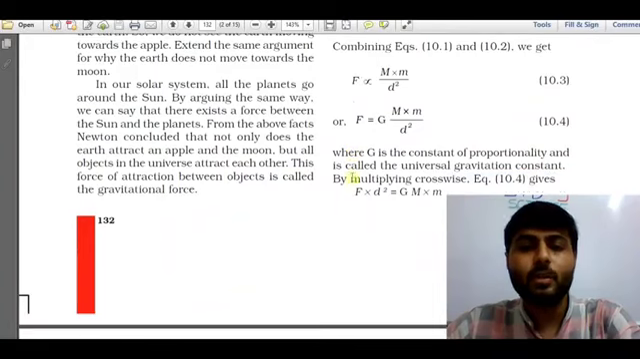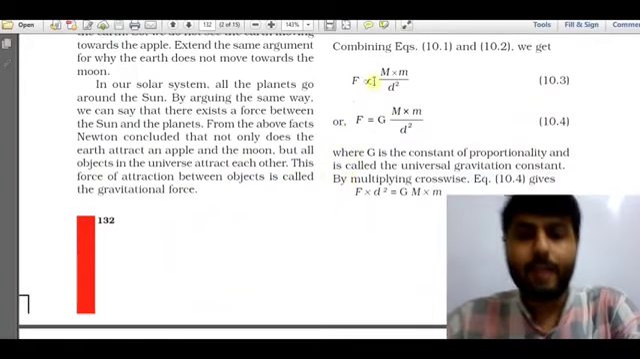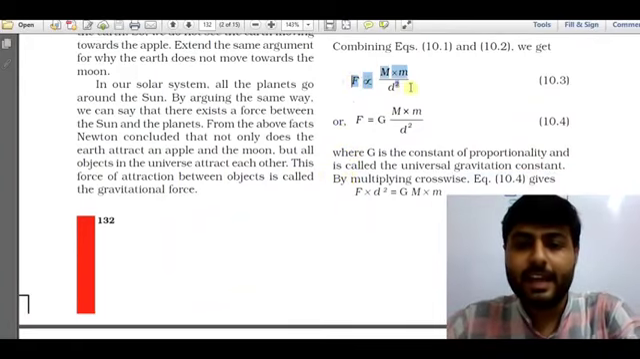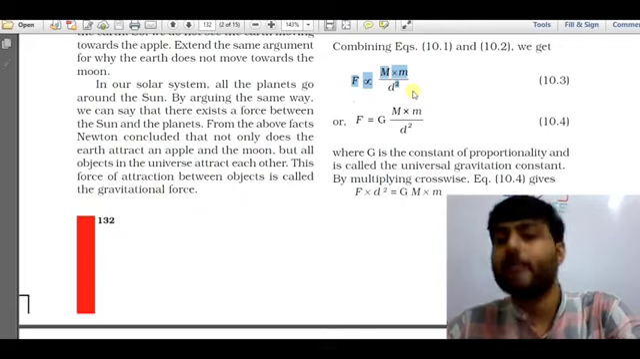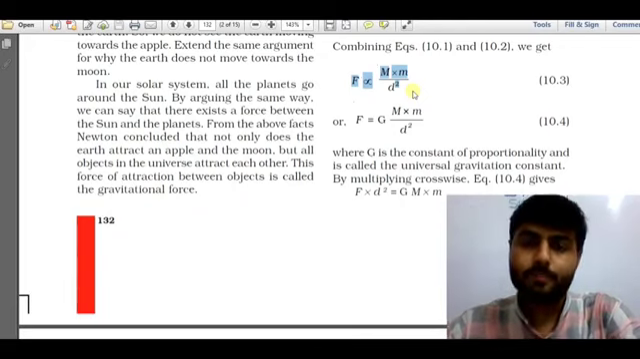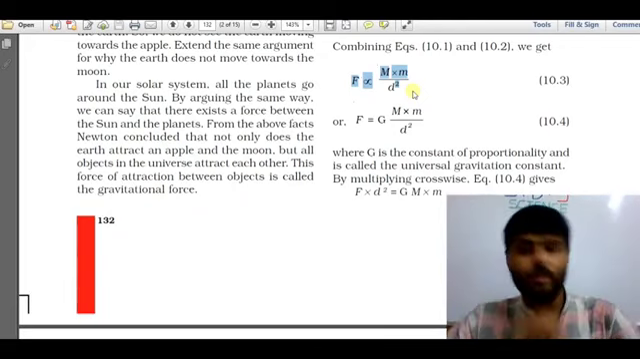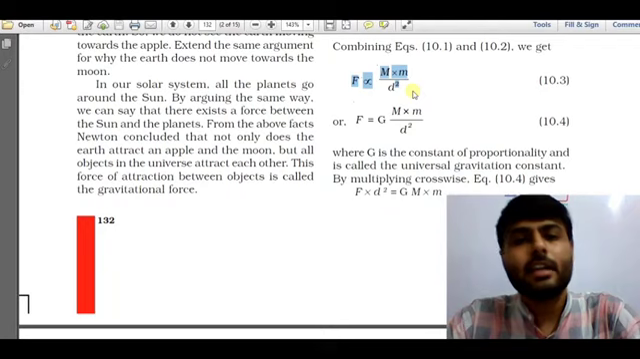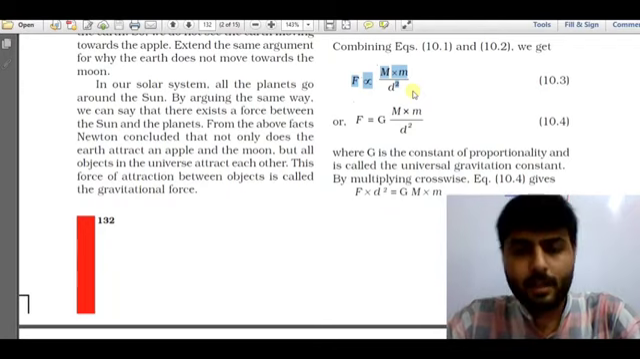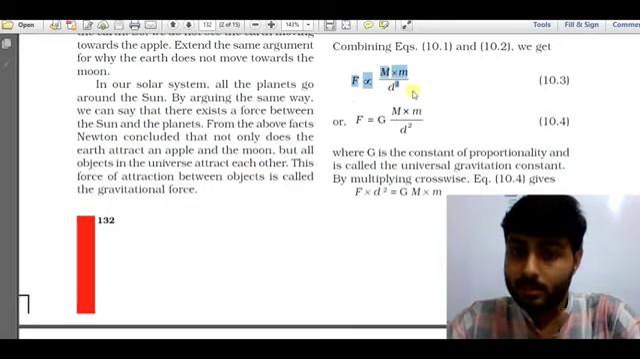Let's combine these two equations. We have F is directly proportional to M multiplied by m divided by d square. What we do here is combine equation number 1 and equation number 2. F is directly proportional to the product of masses.